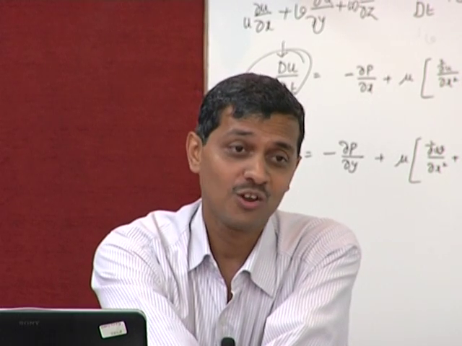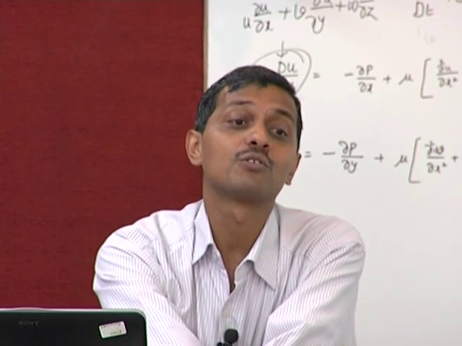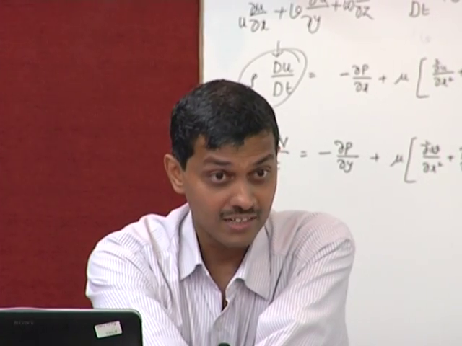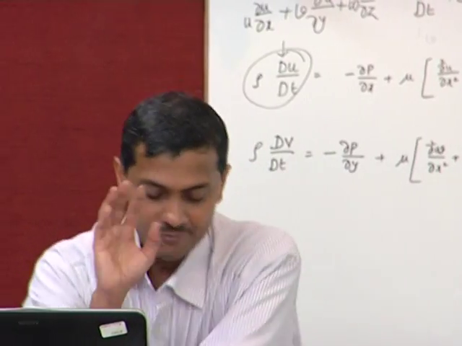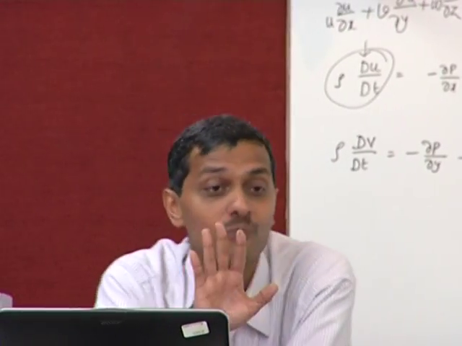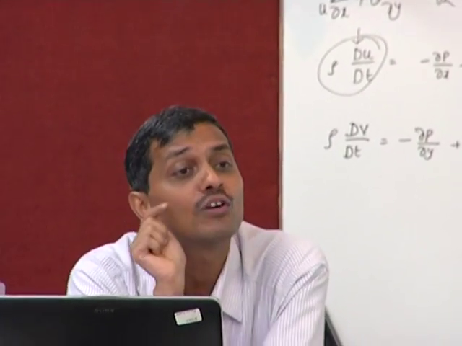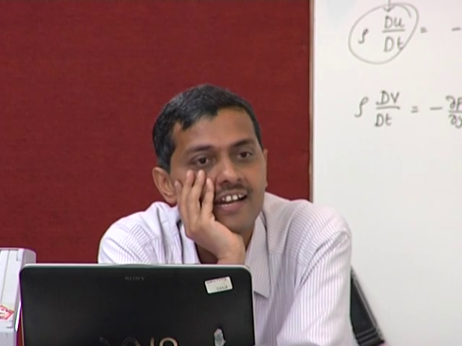Did I answer your question or not? I don't know. Now, what was your question? My question is, it is characteristic length only here for Nusselt number. I understood your question now. See, why don't I define Nusselt number as h delta by k?